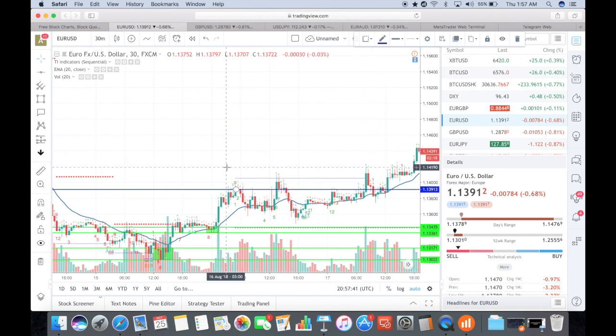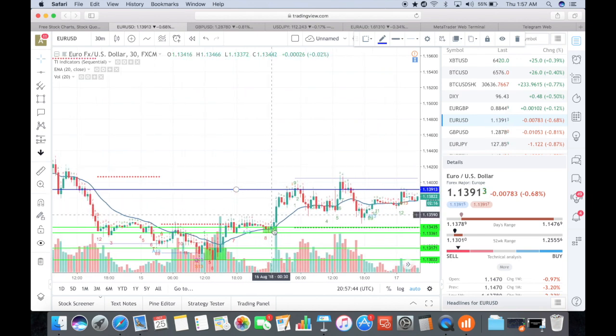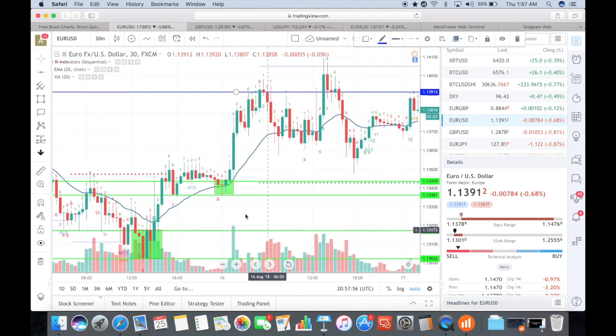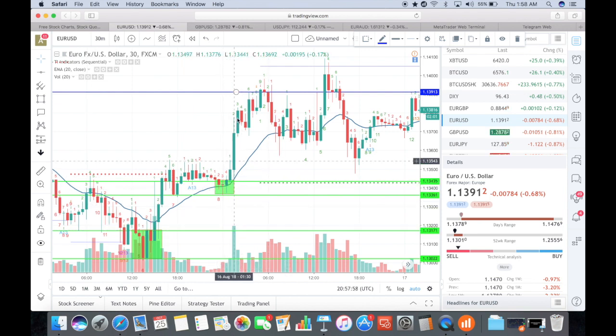Now if you look at this area, it may have been tested quite a while ago, but it hasn't been tested for quite a while now. Look at how prices moved away from this area in a very strong fashion, and they moved quite a distance above it.